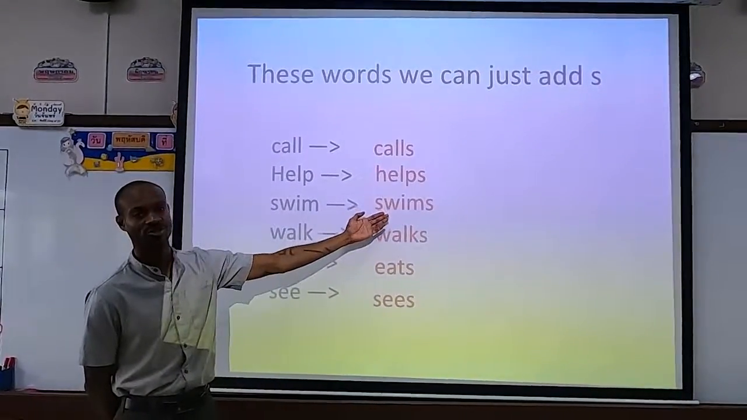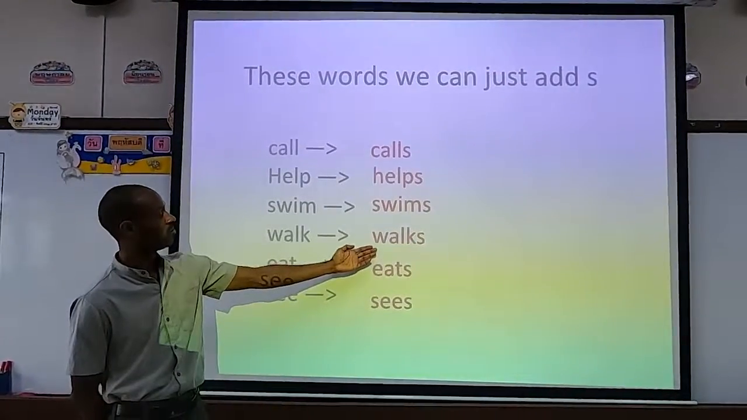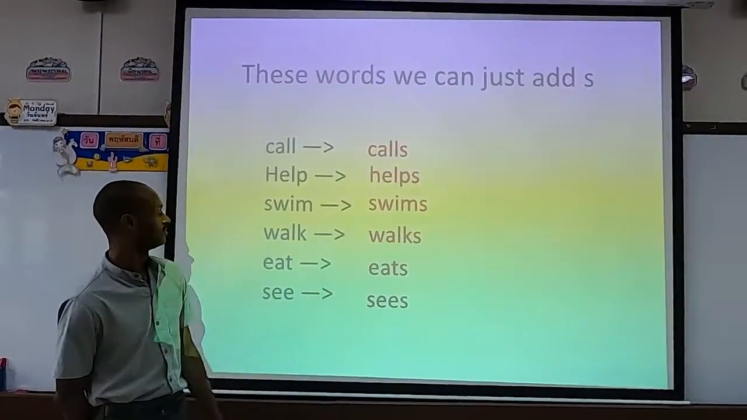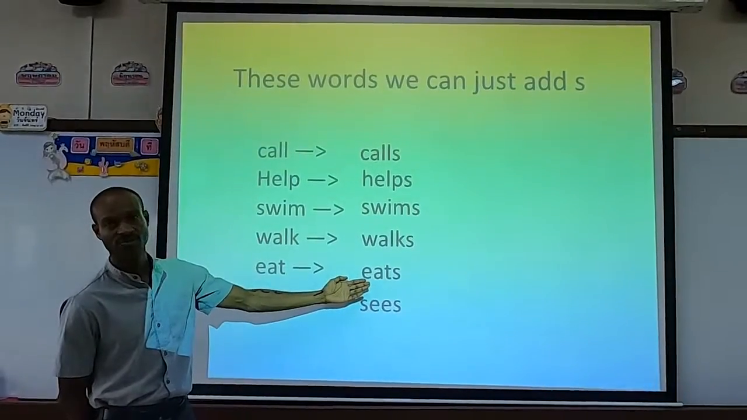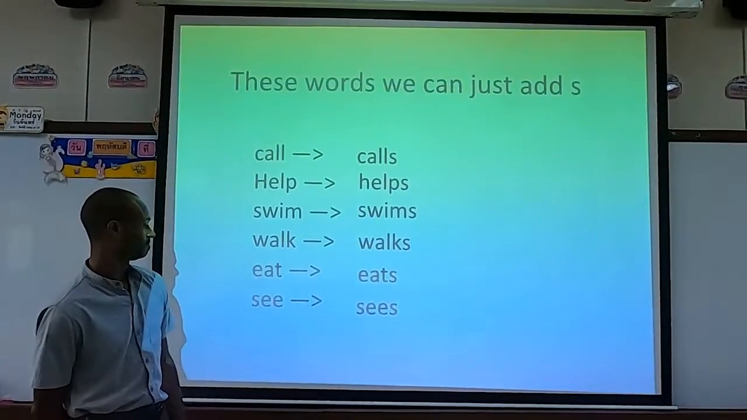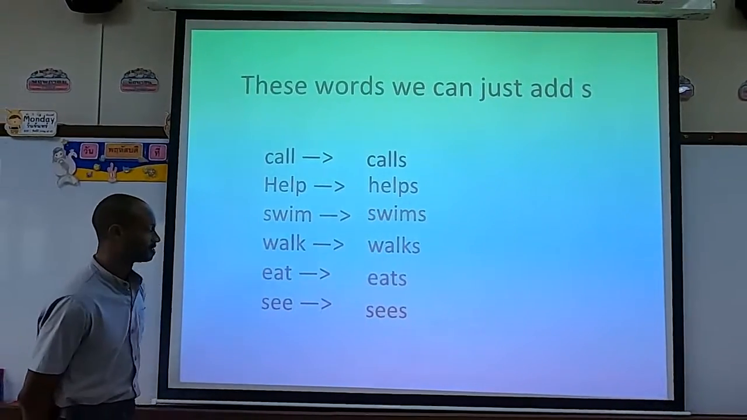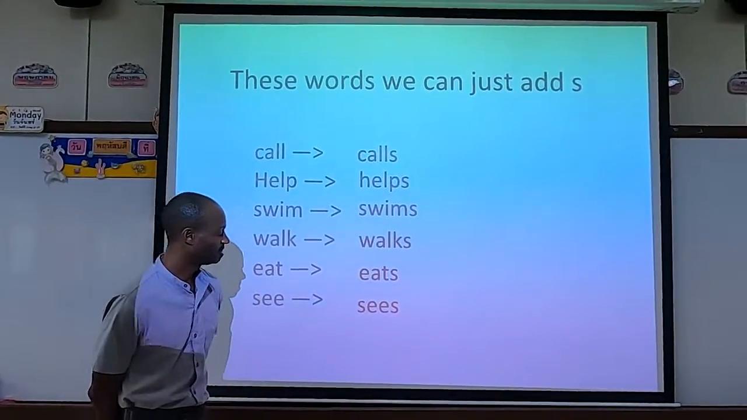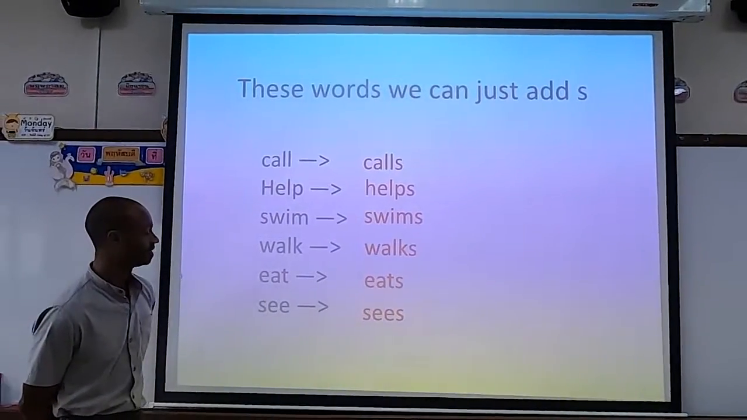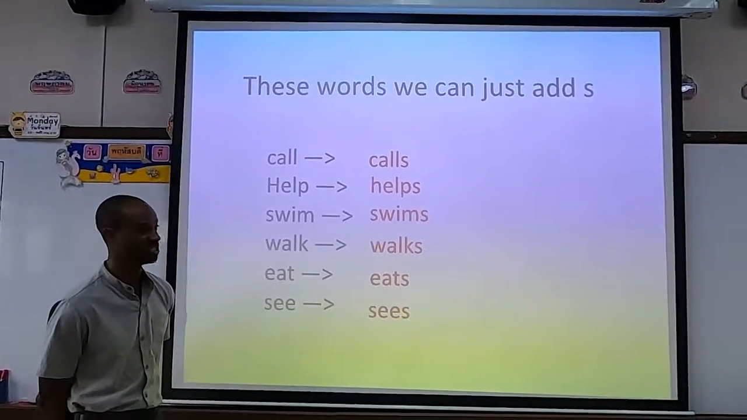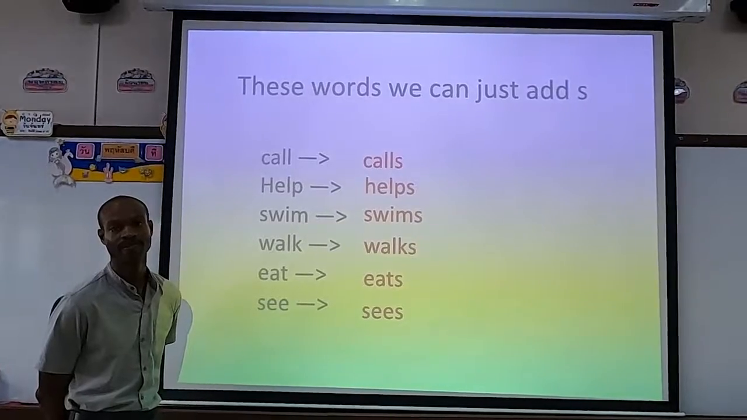He swims like a fish. She walks to school every day. He eats noodles for breakfast. And sees. So sees actually can be present tense, but let's use something that we usually do. He sees his best friend every day at school. Okay?